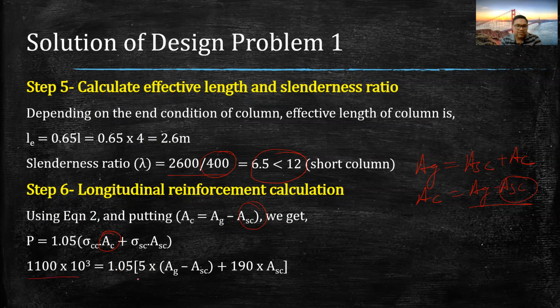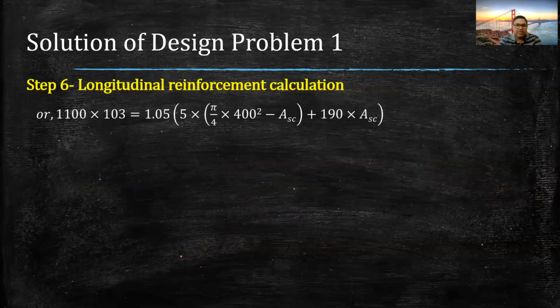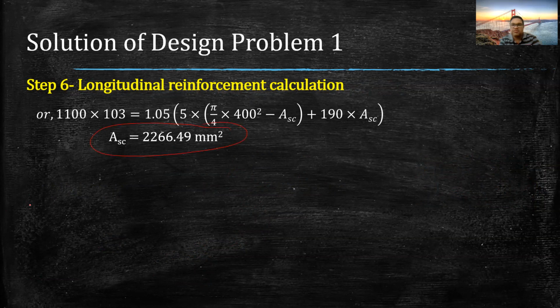So P is already given, and here we have written AC in terms of AG and ASC. Now AG is the new cross-sectional area of the column. So now we have adopted our diameter of column as 400 mm. So the AG will be pi by 4 into the adopted dia, pi d square by 4. So here the d will be 400 mm square, and ASC will be the unknown value here. So by putting this value, we can calculate ASC as 226.49 mm square. So this is our area of steel in compression required in the column.